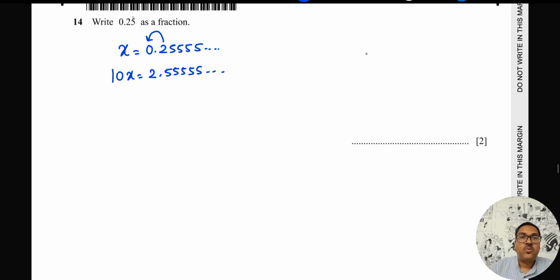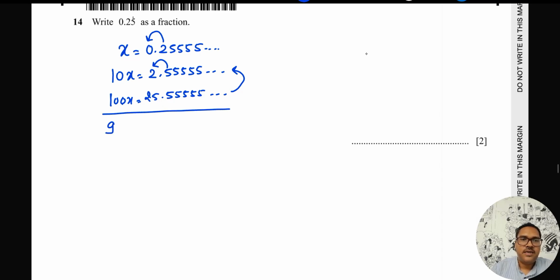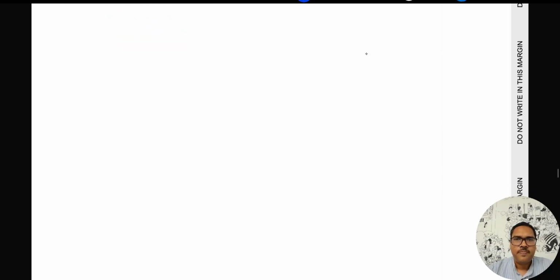2.555 and so on. Now what is recurring? Recurring is 5. So again bring this 5 on this side. So multiply again with 10. So this will become 25.5555 and so on. Now if you subtract these two, you can see this is equal to 100x minus 10x. This is 90x, and this is 25 minus 2, which is 23. So what is x? This is 23 by 90. That is the answer for this question. Okay, there is no common factor in this, so we cannot simplify this further.